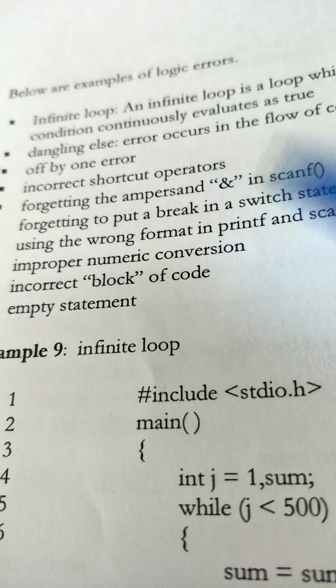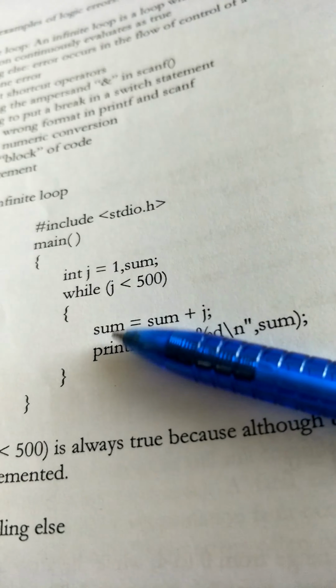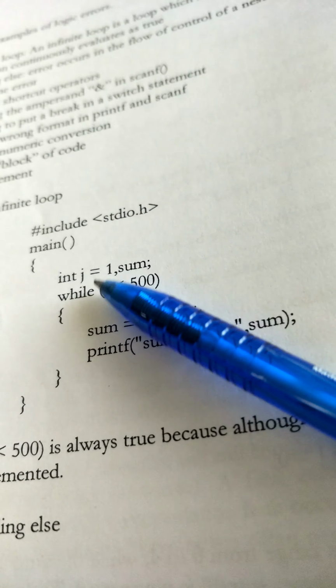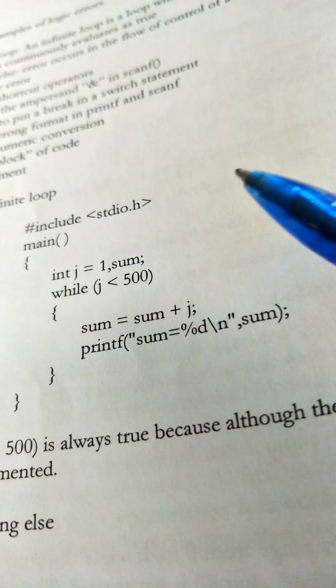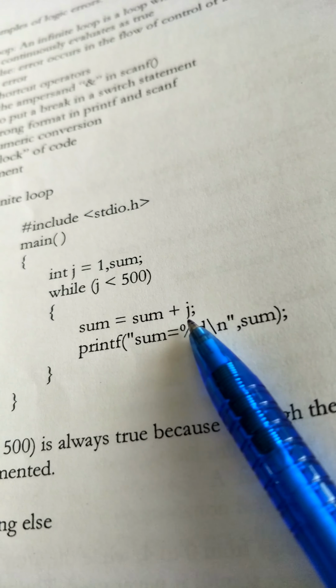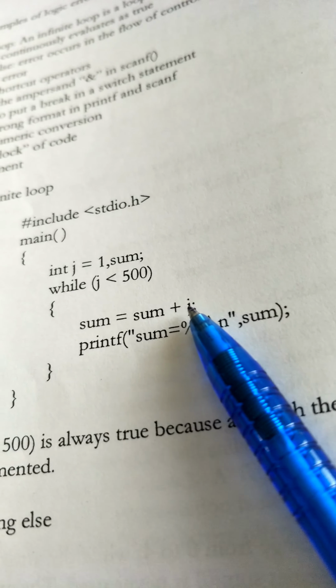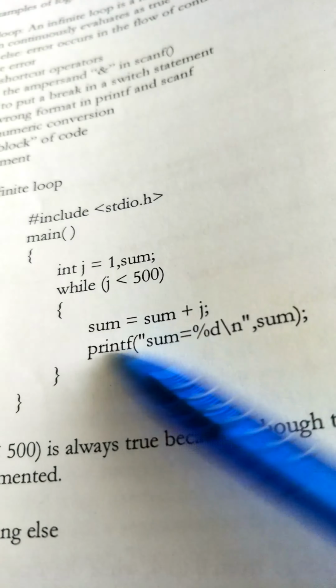So this is an example of an infinite loop. If you run this program, you can see here j begins from the initial value of 1, and while j is less than 500, sum equals sum plus j, where the value of j is not increased. So it stays with the value of j as 1, however many loops you count.